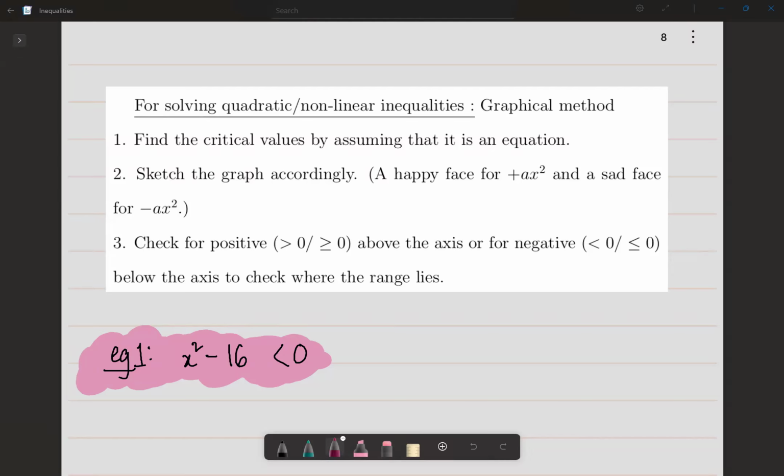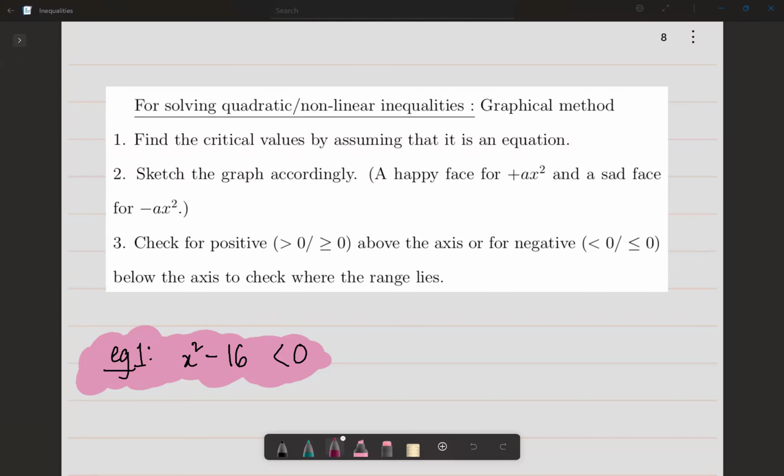Welcome students. In today's video, we will be learning about the graphical method. The graphical method for what? For solving the quadratic inequalities. So without further delay, let's get started on how to solve the quadratic inequalities with the graphical method.